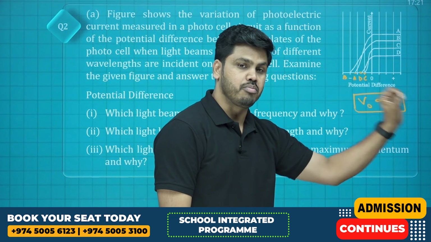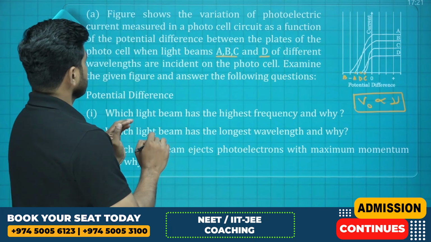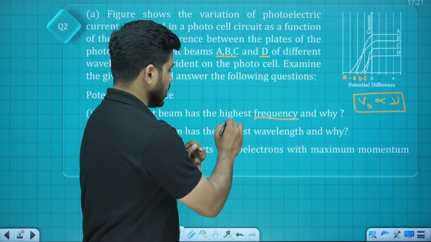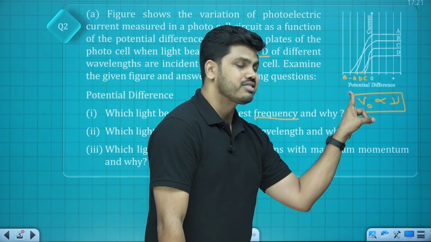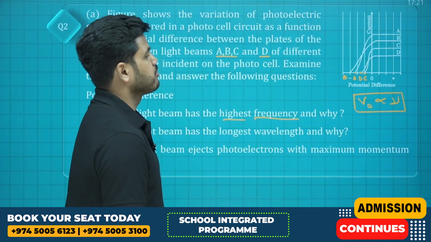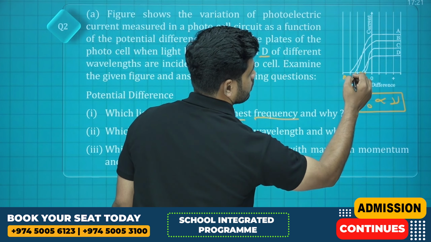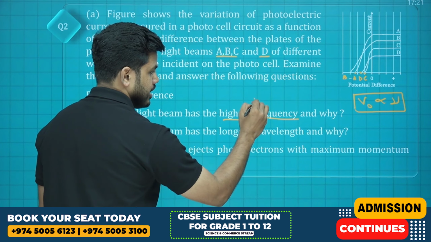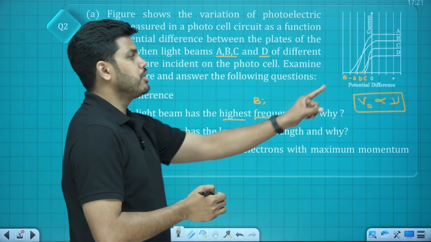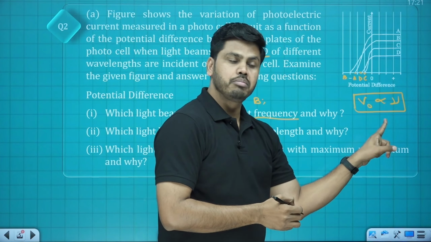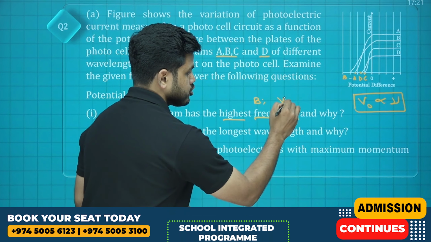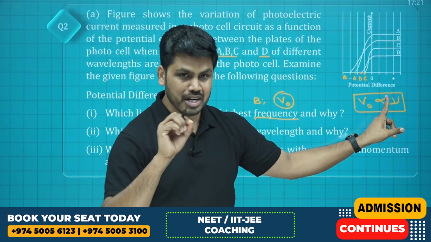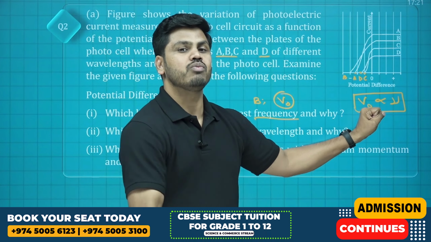There you can find out what the stopping potential is. Now, you're asked to find the beam with the highest frequency. Highest frequency is the one which has the highest what? Stopping potential. See, the highest stopping potential is for beam B. So the answer for the first question is B, because from the graph, that particular beam represents the maximum stopping potential. That is the explanation. You're asked to identify that wave and to explain why.